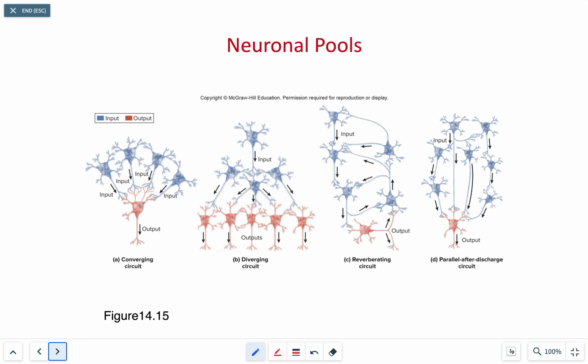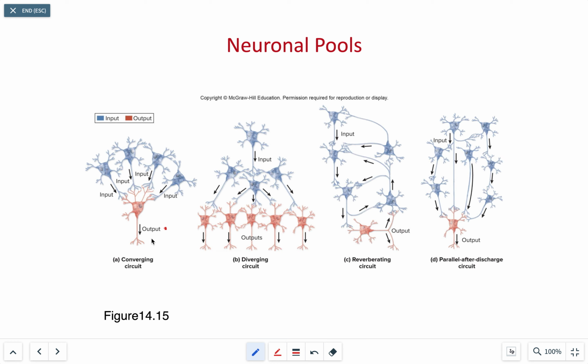And finally, when we're looking at neuronal pools, these are defined strictly by their function, so not their shape, but what is going to be the final output. So the first one we see here is we're going to have multiple inputs. This is called a converging circuit, which basically means to come together at a single individual postsynaptic neuron. We see this in the salivary glands. We also see this in hearing.